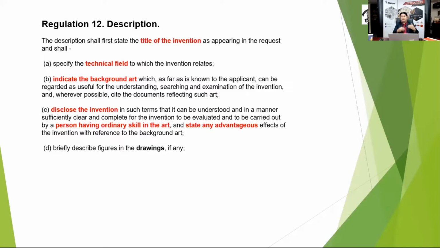Next, you need to disclose the invention in such detail that any person having ordinary skill in the art can know how to carry out your invention. All right, you need to disclose everything about your invention. You cannot hide it. When you hide it, it's going to be a big issue later on, which I'll explain later. That's the description part.